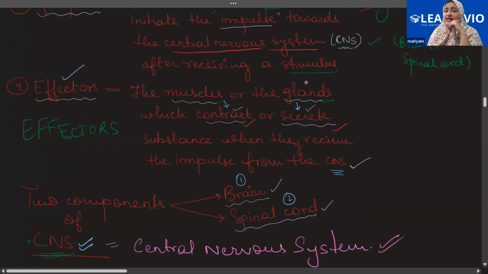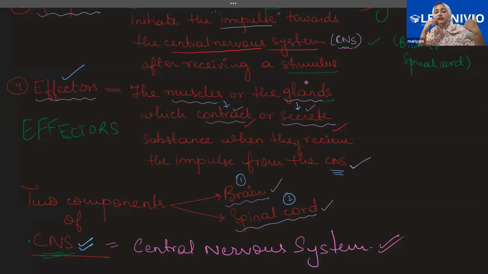Lastly, there are the effectors. Effectors are the muscles or the glands. Effectors are the final things that react. For example, you turn towards me, your muscles are acting on it. For turning, your muscles act, your bones act.